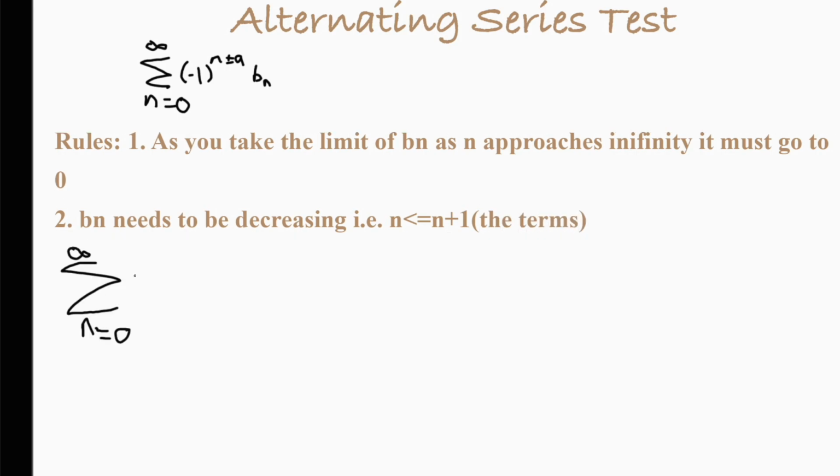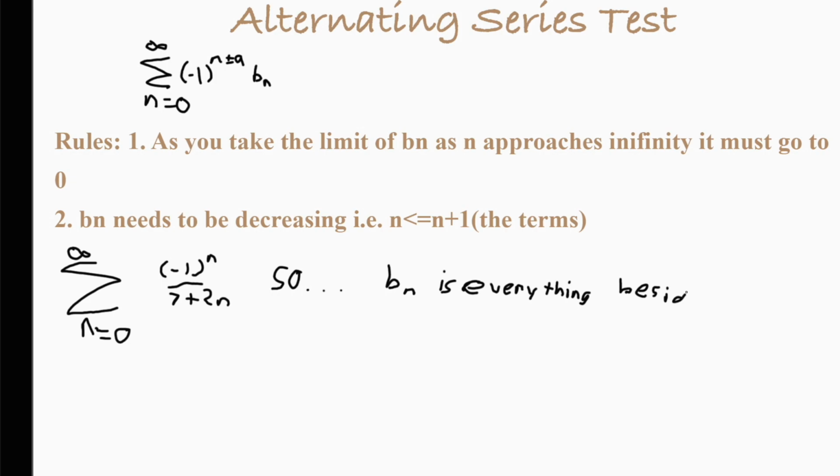In our first example, we're going to look at the sum from n equals 0 to infinity of (-1)^n over 7 plus 2n. So, how are we going to approach this? First things first, we need to find what b sub n is. b sub n is pretty much everything besides the (-1)^(n plus or minus a) term. So b sub n is equal to 1 over 7 plus 2n.